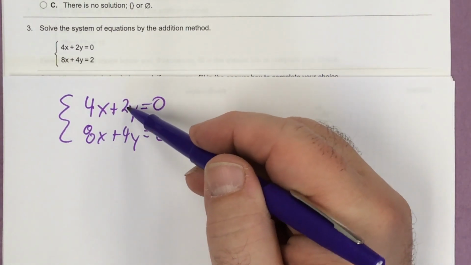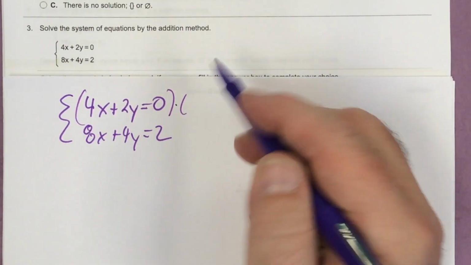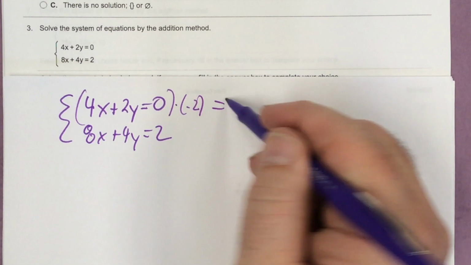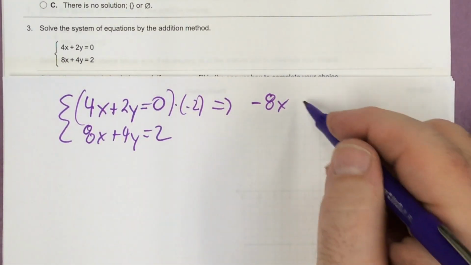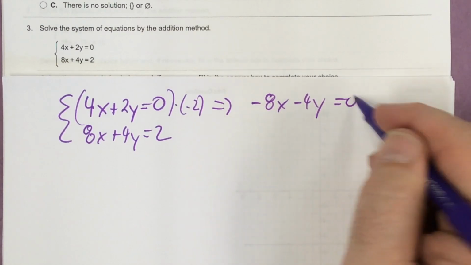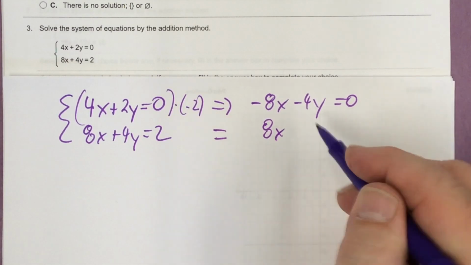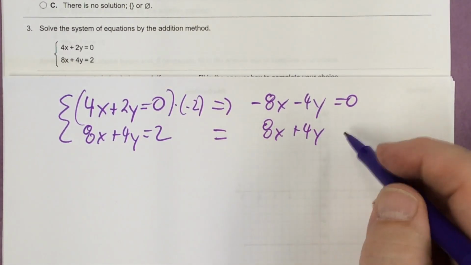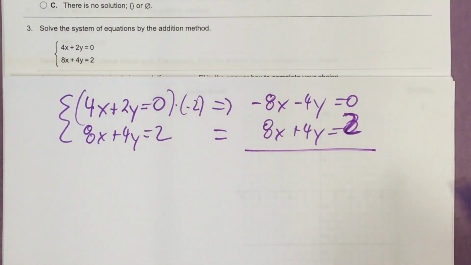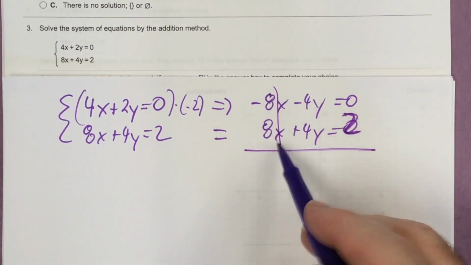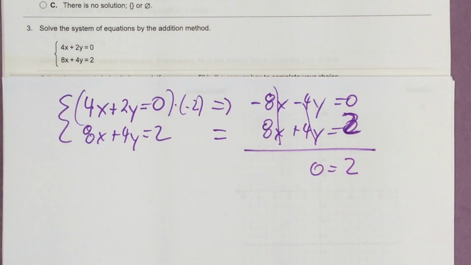So if I take 2 times -2, that's going to be -4. So I'm going to go ahead and multiply this entire equation by -2. What that's going to give me is -8x. It's going to give me -4y will equal 0. And the second equation I'm just going to bring over, 8x plus 4y equals 2. Well, when I add this together, these drop out, just giving me 0, and I get 0 equals 2.